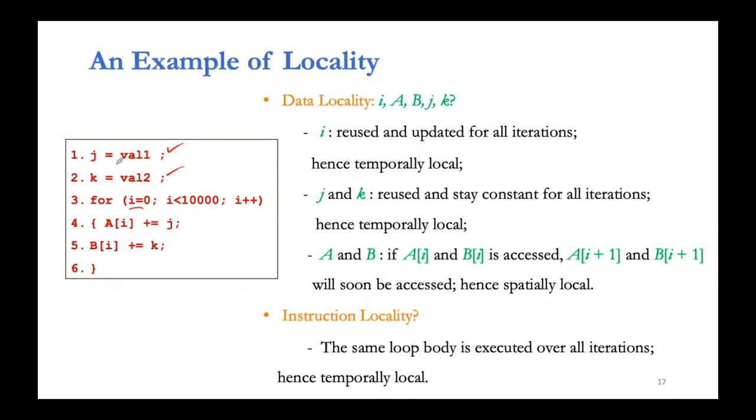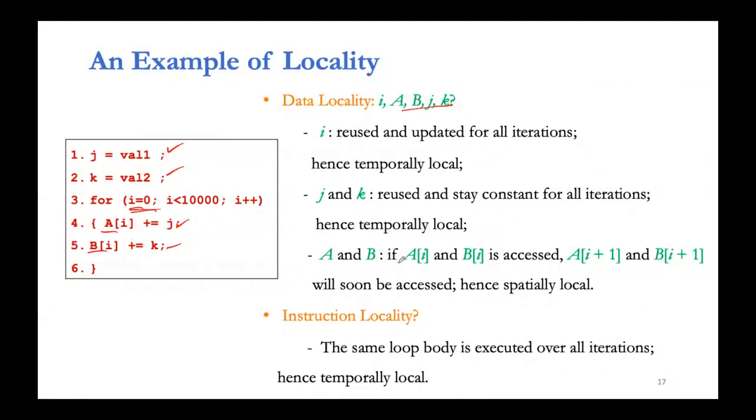If you look at the data locality of this program, the data are i, A, B, j, and k. In that, your i is reused and updated for all the iterations, hence it has temporal locality. As for j and k, they are also reused and stay constant for all the iterations, so they also have temporal locality. And coming to your A and B.